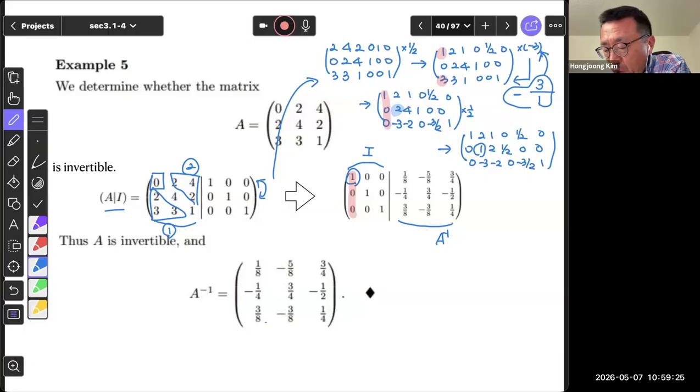Using this 1, I want to eliminate this -3 in the third row. So the number I want to eliminate is -3. The number I'm using is 1. And then if you put a negative sign in front, then you get the value 3. So that means you multiply the number 3 to the second row and then add it to the third row.